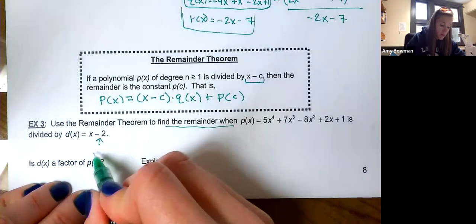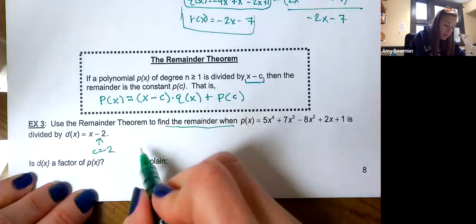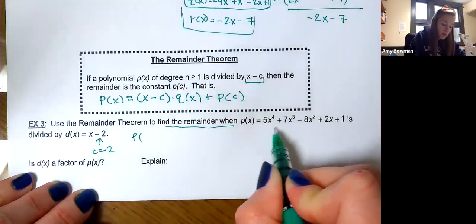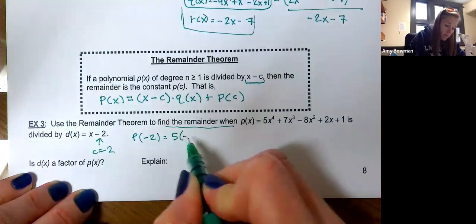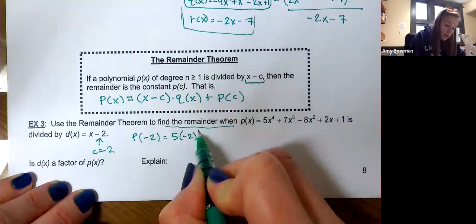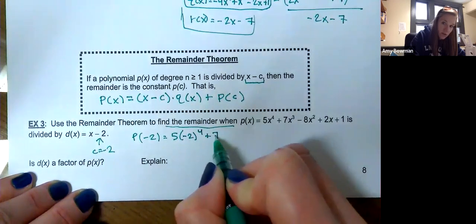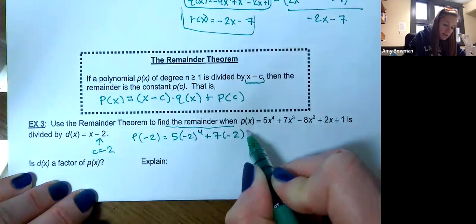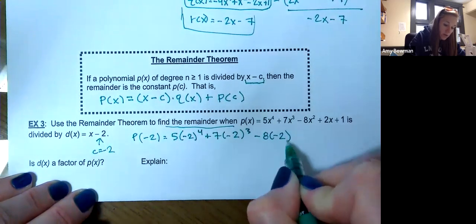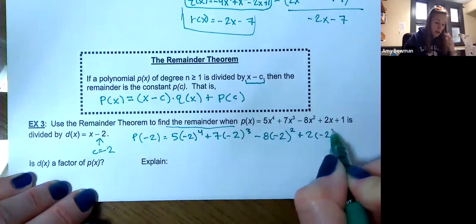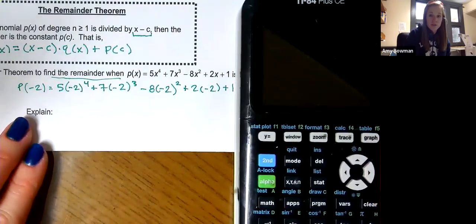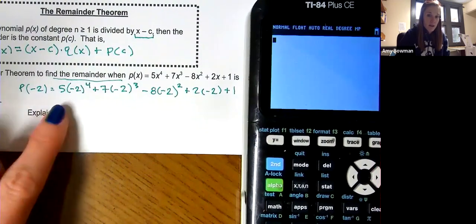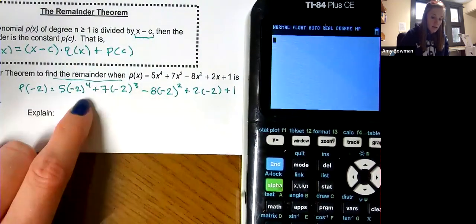So if our c value is -2, the remainder is going to be whatever I get when I just plug -2 into this polynomial, p of -2. Grabbing your calculator, it'd be 5 times -2 to the fourth plus 7 times -2 cubed minus 8 times -2 squared plus 2 times -2 plus 1. So you're just crunching a bunch of numbers here. My advice when you're using your calculator on a quiz or a test is to just do it twice. It's very easy to miskey when you're typing in this many terms with all the exponents.